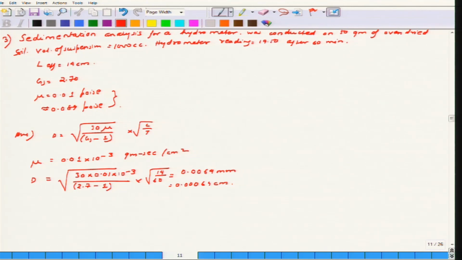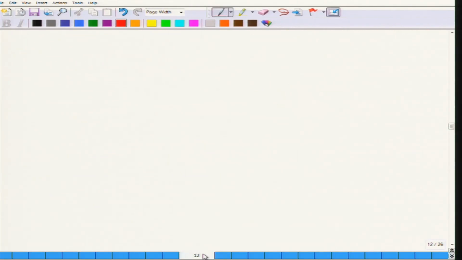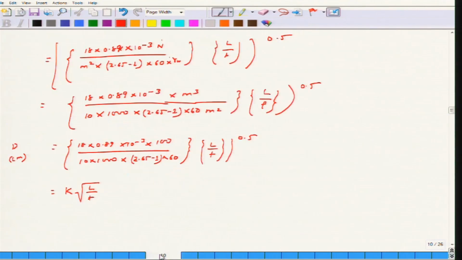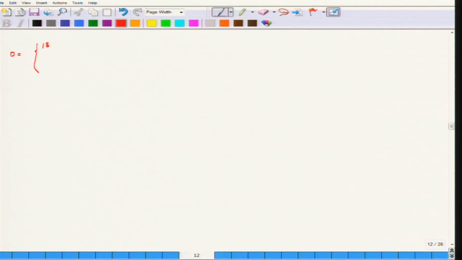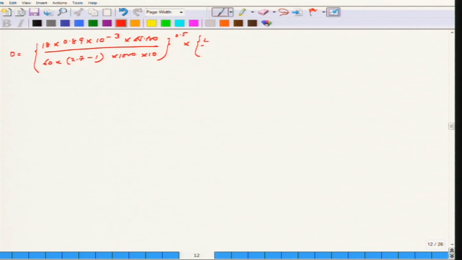Now, accordingly, we will try to do it in terms of the formula that we derived previously, k into root over of L by T. Now, if we proceed according to that formula, D comes out to be 18 into 0.89 into 10 to the power minus 3 into 100 divided by 60 into 2.7 minus 1 into 1000 into 10, all to the power of 0.5, into L by T. So, if you solve this in the same way, you will get 0.0061 millimeter as the answer, or 0.00061 centimeter, because here D is in units of centimeter.